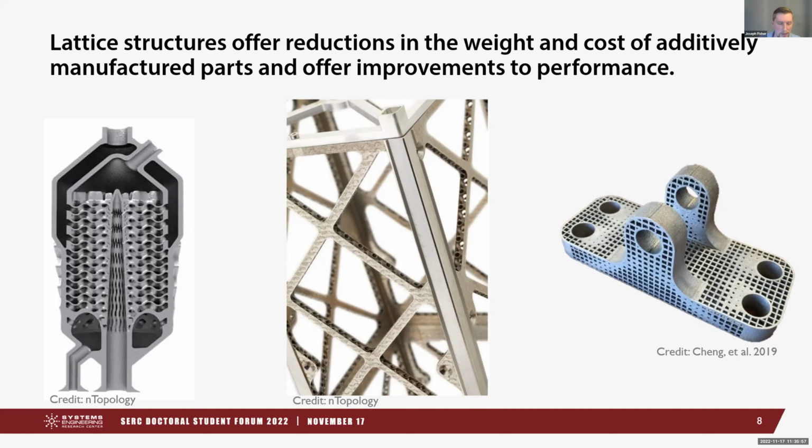Here are some other additive geometries. On the left is a little heat exchanger designed by Entopology. In the middle, you have the bus assembly for a CubeSat, where it has been filled with a gyroid lattice structure to reduce the weight and increase the stiffness. And then on the right, an optimized lattice structure for a fairly simple bracket geometry.